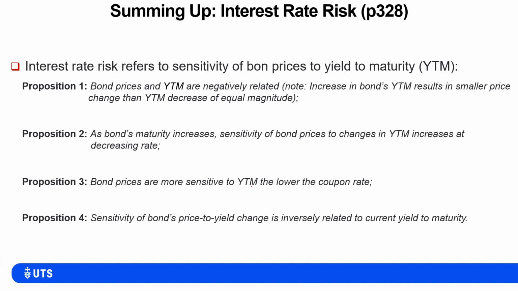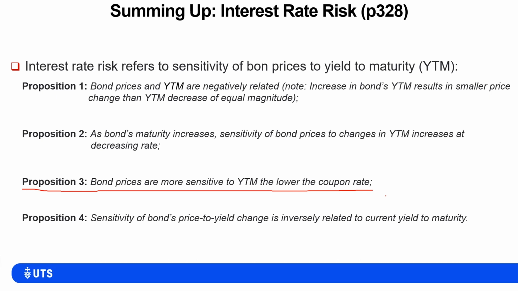Let's try to comprehend the reason behind proposition 3. So why would we have a higher price sensitivity when we have a lower coupon rate? The answer is that you might consider the price sensitivity itself as a weighted average of the sensitivity of the terms in the bond pricing formula. Remember the discounting formula we talked about.